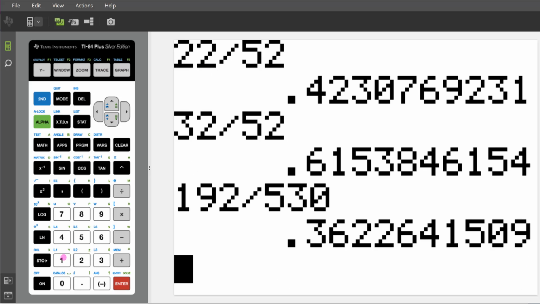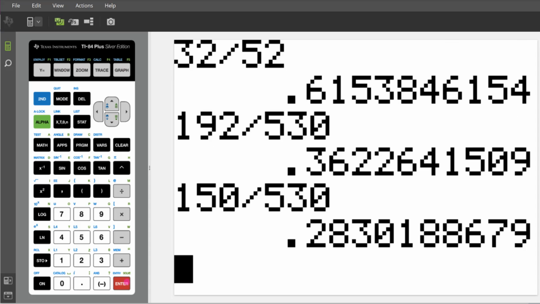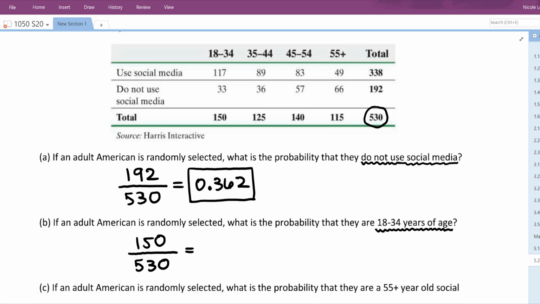Okay, and then dividing these two. Rounding to the third decimal place, this will round to be 0.283. So about 28% of people surveyed are 18 to 34 years of age.